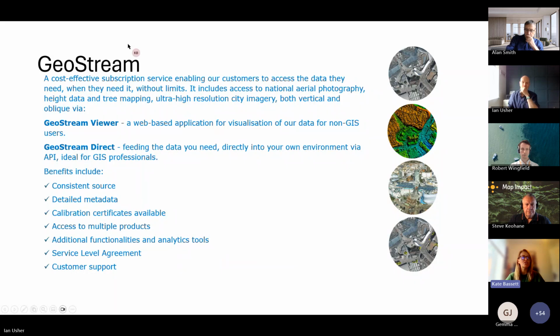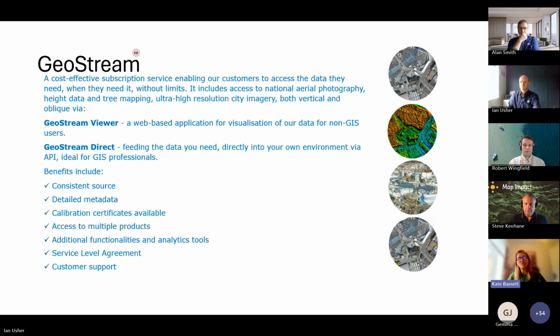So I just want to finish on our GeoStream service, which is our subscription service. This is a great way to access the data you need instantly. We have two flavors of GeoStream. There's GeoStream Viewer, which is a web-based application for visualizing our data, which is ideal for non-GIS users. And then we have GeoStream Direct, which feeds the data you need directly into your own GIS environment via API.